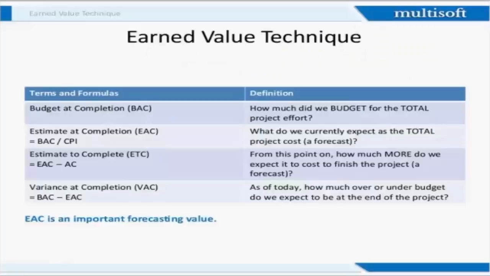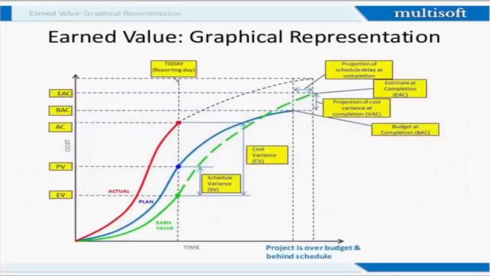Then we have the estimate to completion, which is EAC minus AC. Then variance at completion is BAC minus EAC. How much is the variation? So, the same thing put up in a graphical format.